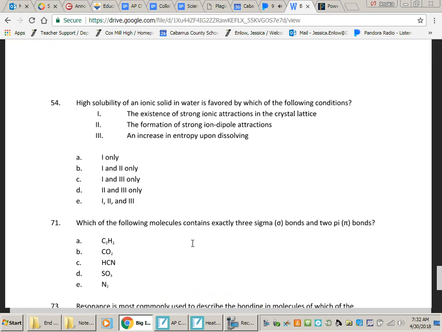54. D, good. Ionic solid, whenever you are forming strong ion dipoles, it's very stable, very good for the solubility process. And then increase in entropy upon dissolving. That means that upon making more.